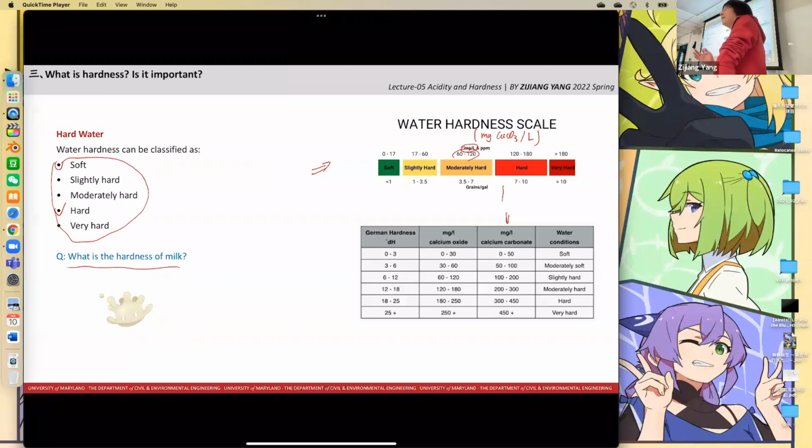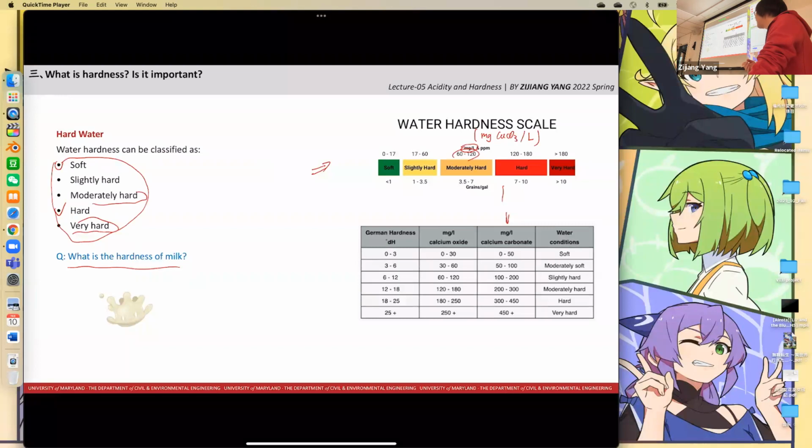Do you guys have any ideas? What? Excuse me? It is very hard. I would say moderate, but I don't know. Moderate, yes. So first, what's the calcium content in a regular milk? Do you guys have any ideas?